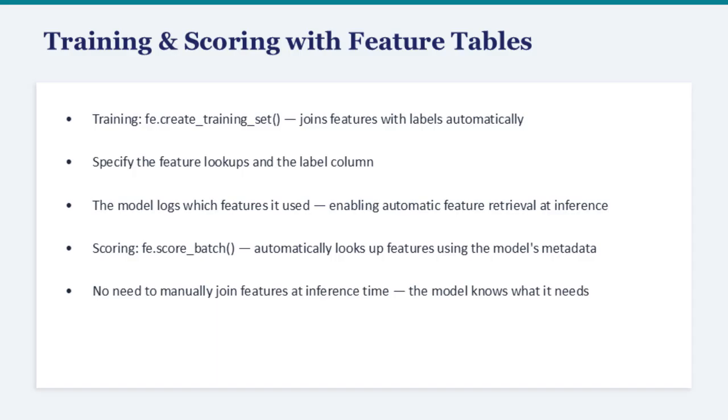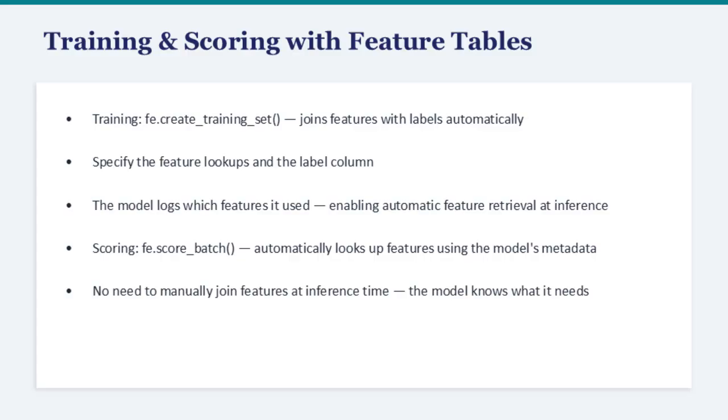Once you have a feature table, how do you use it for training and scoring? For training, you call fe.createTrainingSet. This method automatically joins your feature table with your labels data frame. Then you specify which features to look up, and which column contains your label. The beauty here is that the model logs which features it used. This metadata enables automatic feature retrieval at inference time.